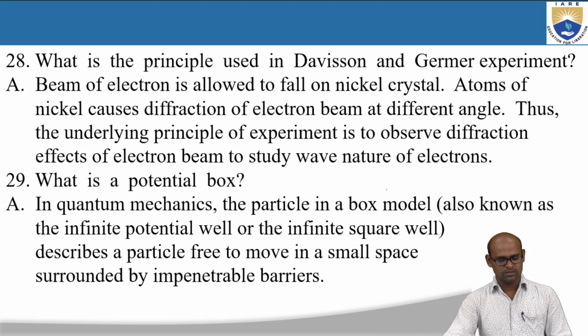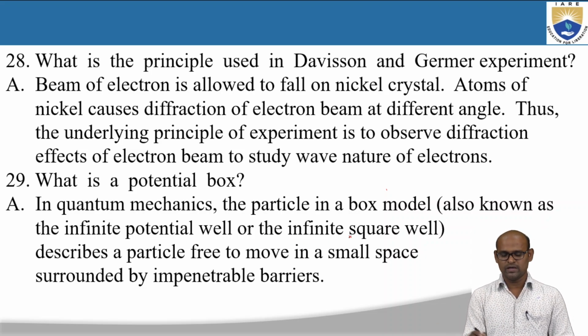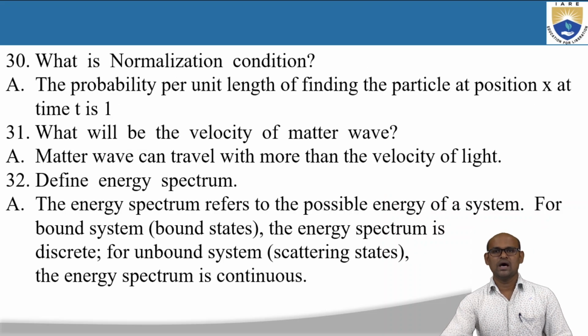What is a potential box? In quantum mechanics, the particle in a box model, also known as infinite potential well or infinite square well, describes a particle free to move in a small space surrounded by impenetrable barriers. What is normalization condition? The probability per unit length of finding the particle at position x at time t is 1. So that is probability of finding the particle per unit length is 1.